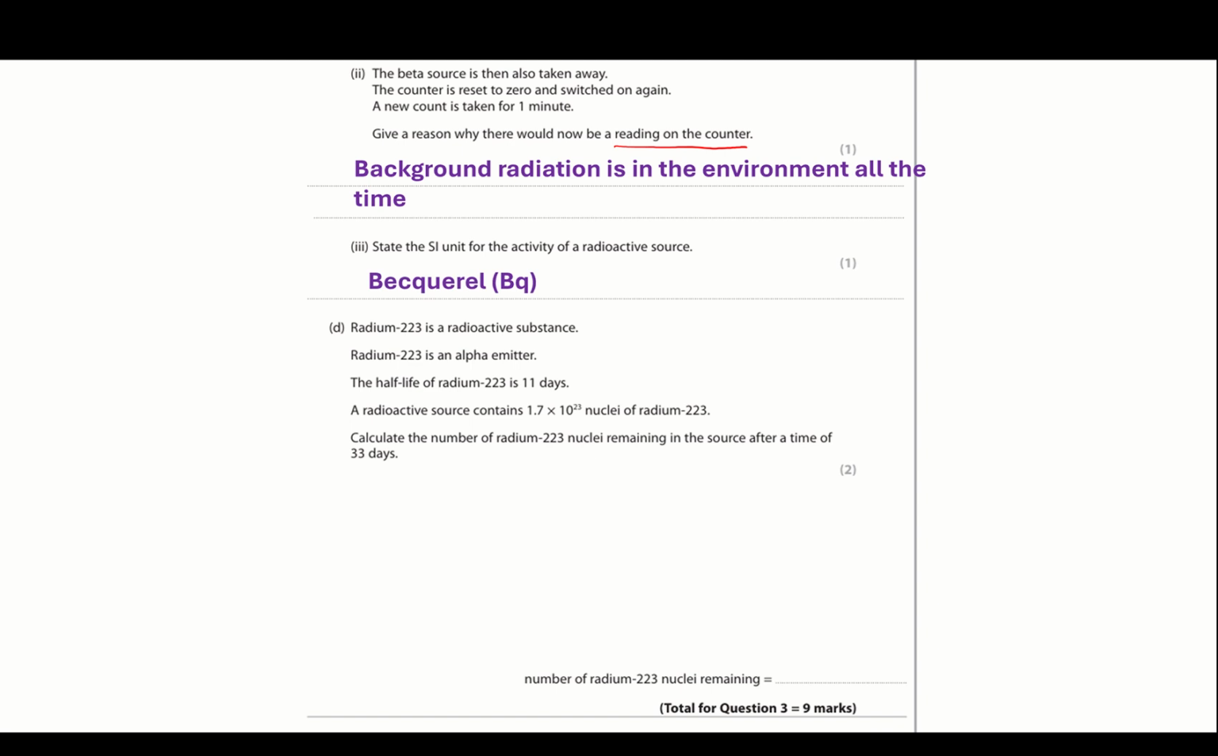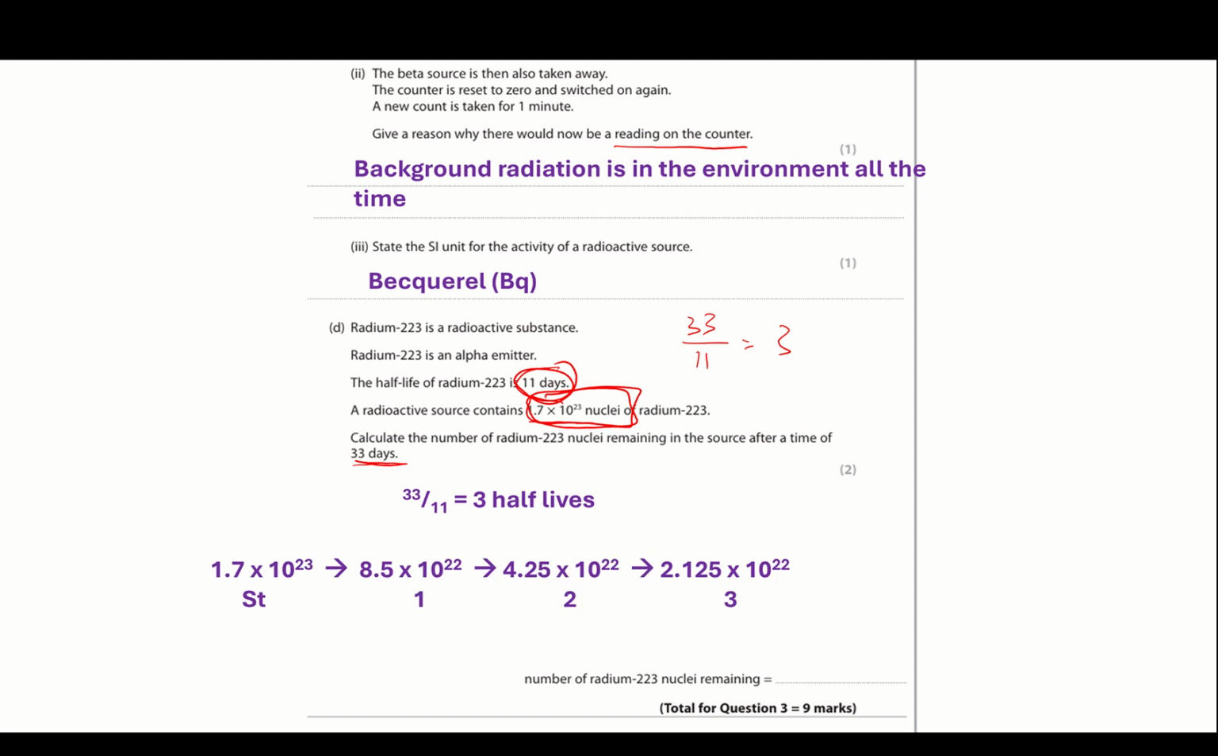And then we've got radium-223, a radioactive substance. It's an alpha emitter. The half-life is 11 days. It contains 1.7 times 10 to the 23 nuclei of the radioactive isotope. Calculate the number after 33 days. So our first job is, 33 days over 11, we need 3 half-lives. And then we're going to take this value and half it 3 times. So that's what that looks like.